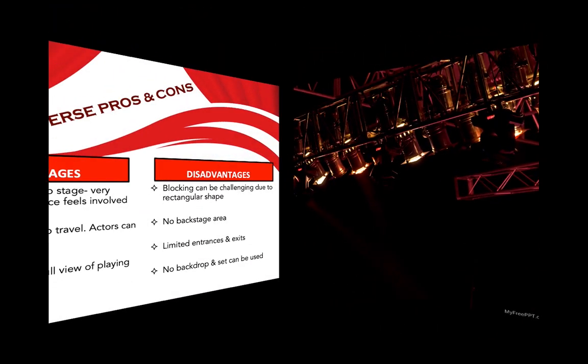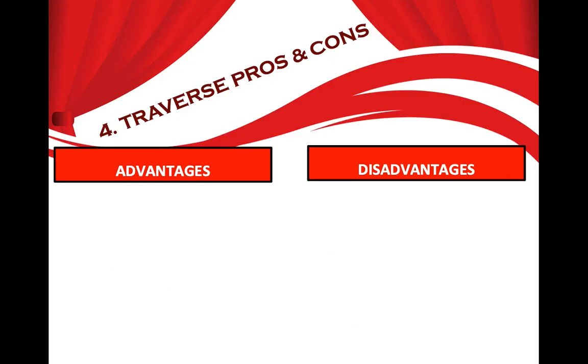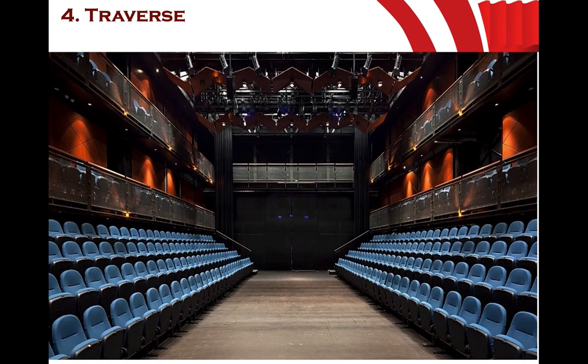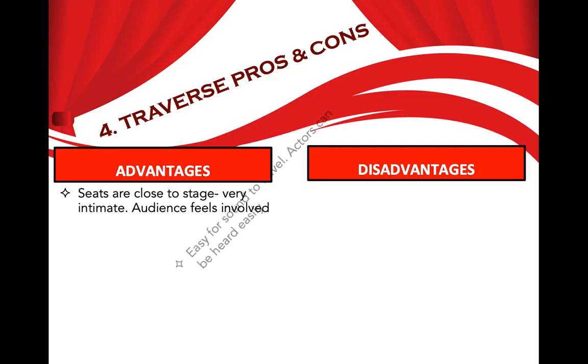So let's just go back to the diagram with what I was talking about with the limited entrances and exits. If you see, literally the only place the actors would be able to enter here would be there or there. That's it. As opposed to Proscenium, where you'll have about 6 places to enter and exit.